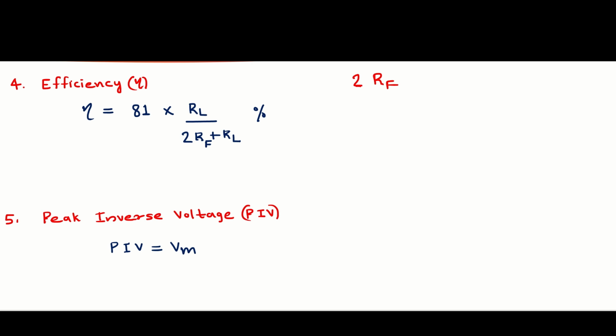And the fifth parameter is peak inverse voltage, and is given by Vm, whereas in a center tapped full wave rectifier the peak inverse voltage is 2 Vm. So remember, in bridge rectifier peak inverse voltage is Vm.